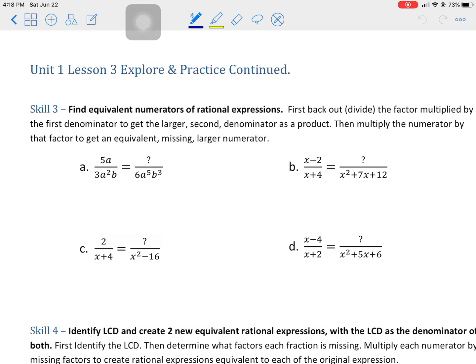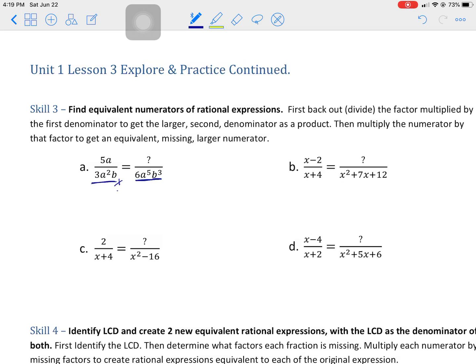My apologies. All right, that sounded very complicated, but that was using proper math terminology, okay? It says first back out or divide the factor multiplied by the first denominator to get the larger. In other words, we have this denominator right here. What did it get multiplied by to get this denominator? Okay? So you can think of it as a division problem, but this one's pretty easy.